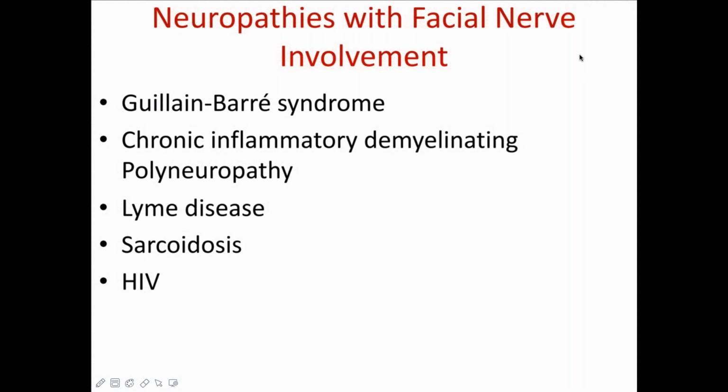AIDP is the name of GBS. There are variants of GBS. Anyways, CIDP might involve Lyme disease. Sarcoidosis might involve, sarcoidosis coming with facial nerve involvement, and then HIV. Good. It's given in the table once you go through your text.